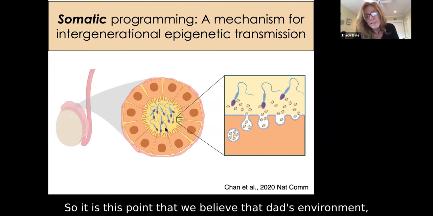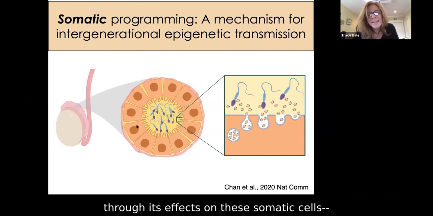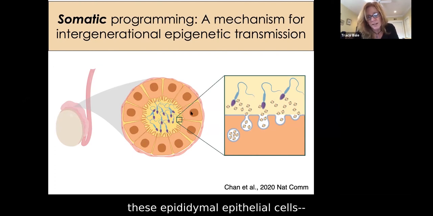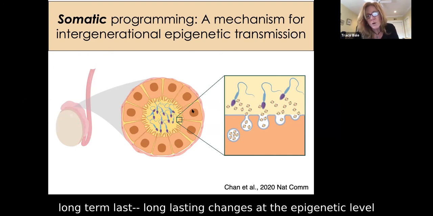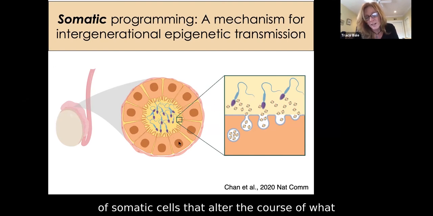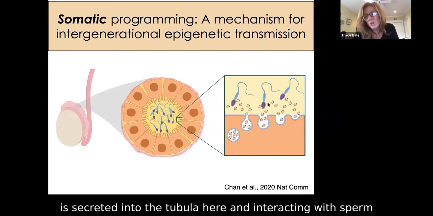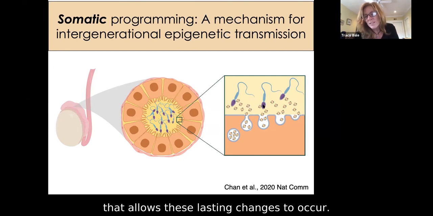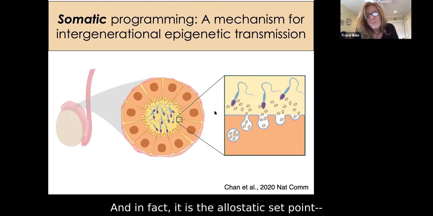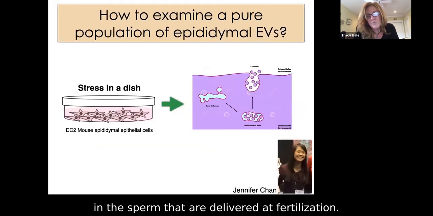So it is at this point that we believe that dad's environment, through its effects on these somatic cells, these epididymal epithelial cells, can promote long-term, long-lasting changes at the epigenetic level that alter the course of what is secreted into the tubule and interacting with sperm, which allows these lasting changes to occur. And in fact, it is the allostatic set point whereby when stress is over, the epigenetic changes occur and the differences are then detected in the sperm that are delivered at fertilization.